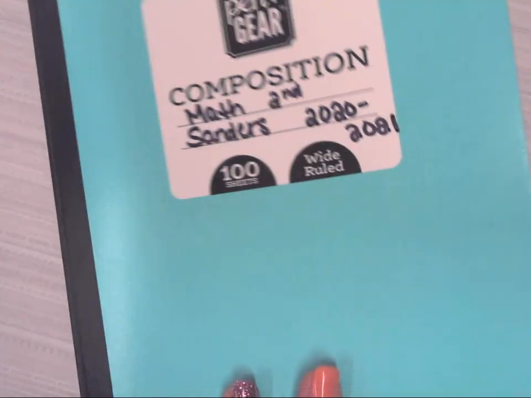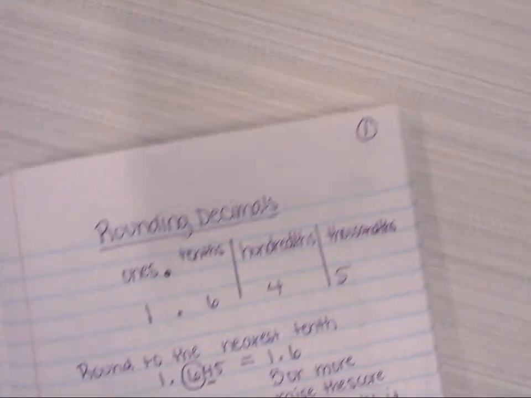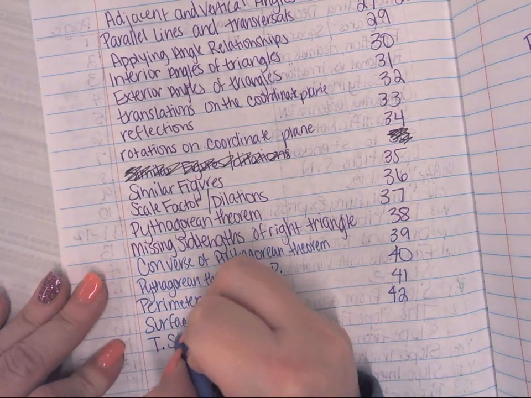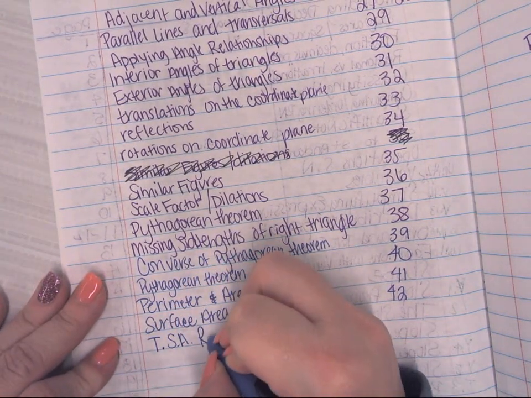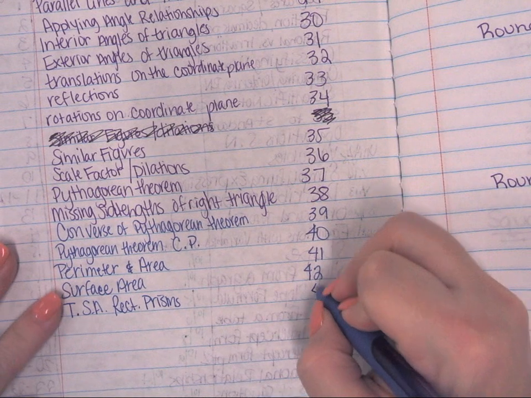Today we are going to cover the total surface area of rectangular prisms. Okay, so we are on total surface area of rectangular prisms, and we are on page 43.